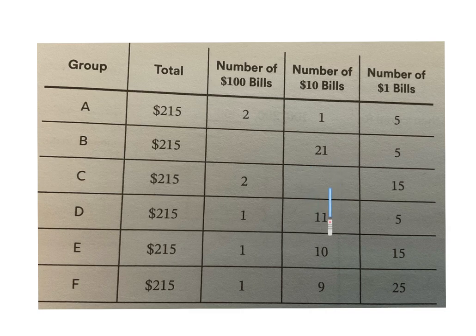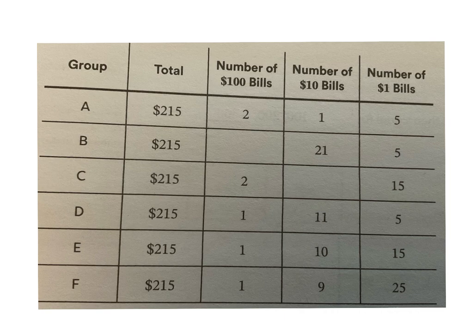You don't have to have any 10s at all. You could just have $200 and then 15 ones. You could just have a $100 bill, 11 $10 bills, and then 5 singles. Any way that you can arrange these bills is still going to bring you to the value of $215.